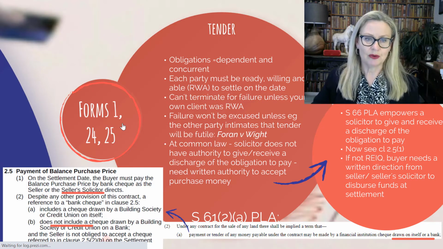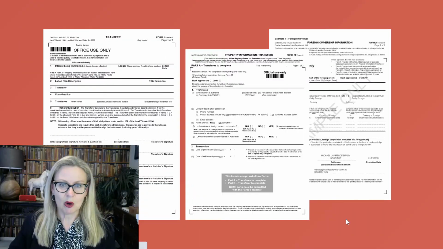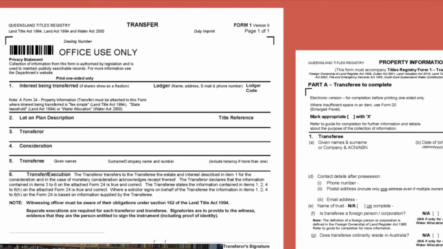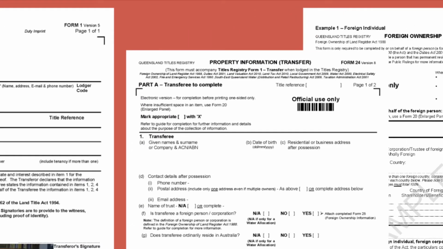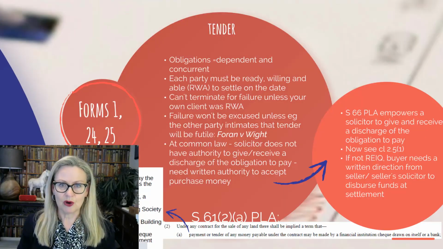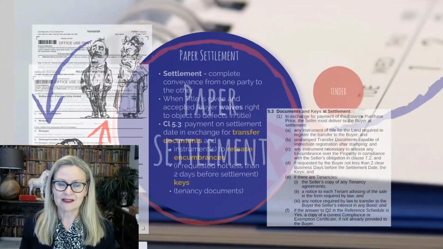I have shown you all of the paper forms before, but just looking at them once again, there you have your Form 1 transfer, your Form 24 property information there, and the Form 25, which deals with foreign ownership information. So that is the issue of your more traditional paper version of settlement.